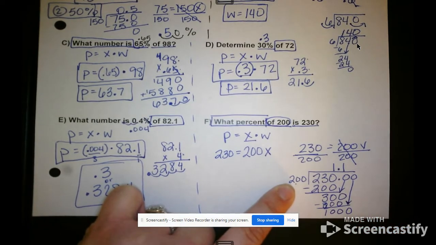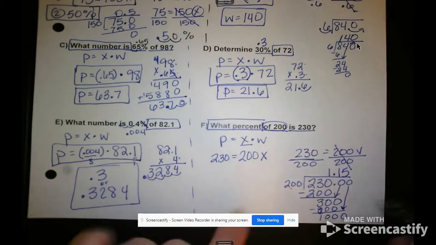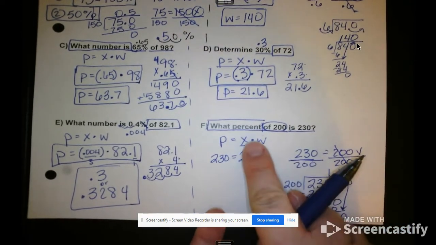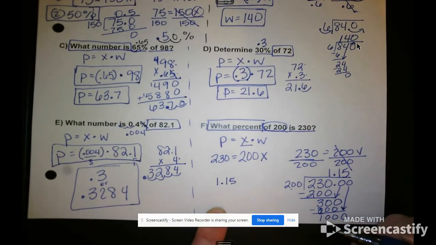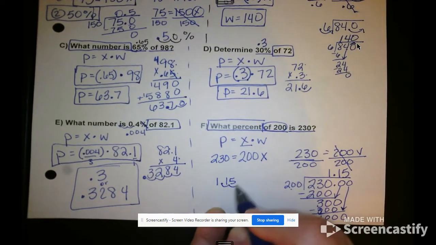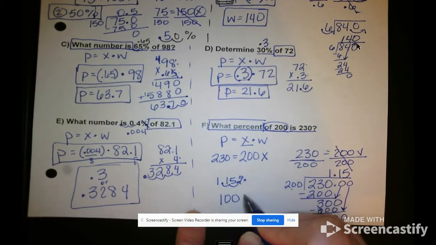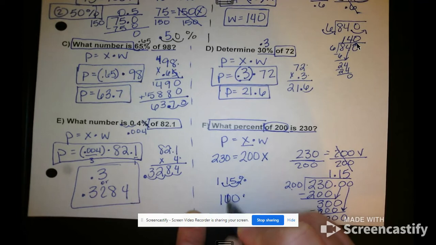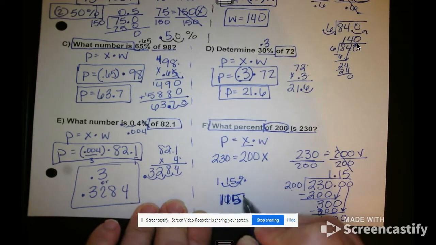How many times can 200 go into 1,000? 5 times. Okay. So it wanted a percent, right? How do I turn 1.15 into a percent? I move the decimal toward the percent sign. So it is 115%.